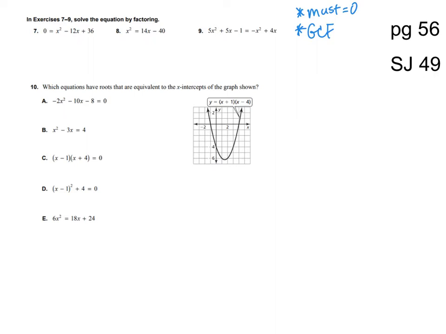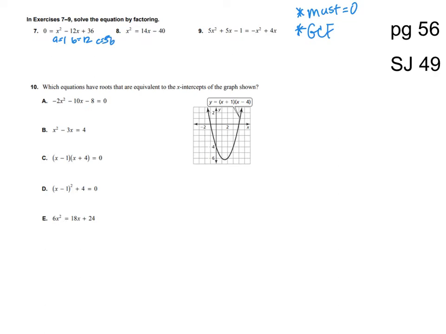Okay, so as I look at number 7, it is equal to 0. I don't have a greatest common factor. I can name my A, my B, and my C value. And B is negative 12.